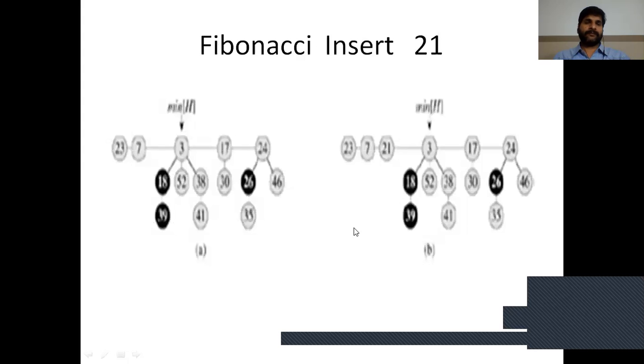For example, given a Fibonacci heap like 23, 7, 3, 18, 52, 38, 39, 41, 17, 30, 24, 26, 46, 35, we insert element 21. So element 21 is inserted in the Fibonacci heap in this place, to the left of min H. So 21 is placed here next to min H, and after insertion of 21 we get this type of Fibonacci heap.